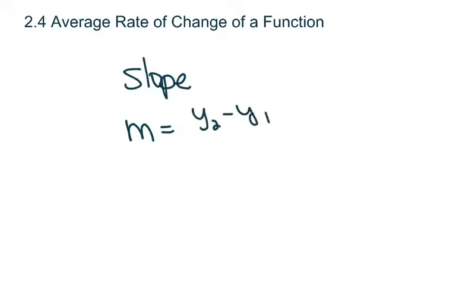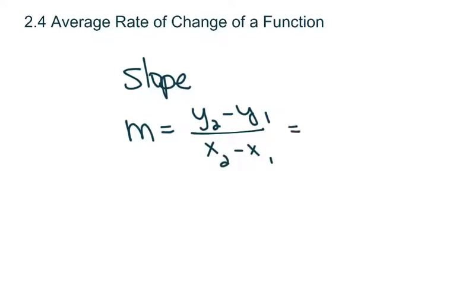In section 2.4, we're going to talk about average rate of change. You actually know average rate of change better as slope. And in Algebra 1, you probably learned the slope formula. We used m for slope as y2 minus y1 over x2 minus x1.